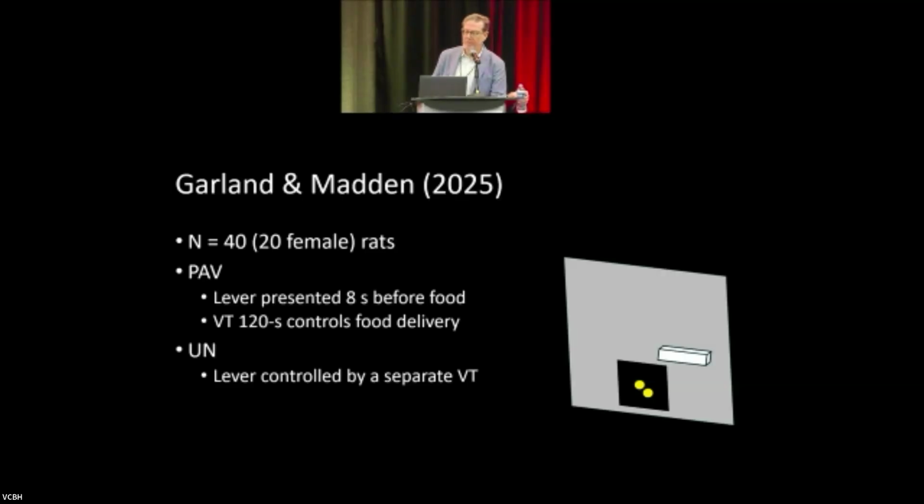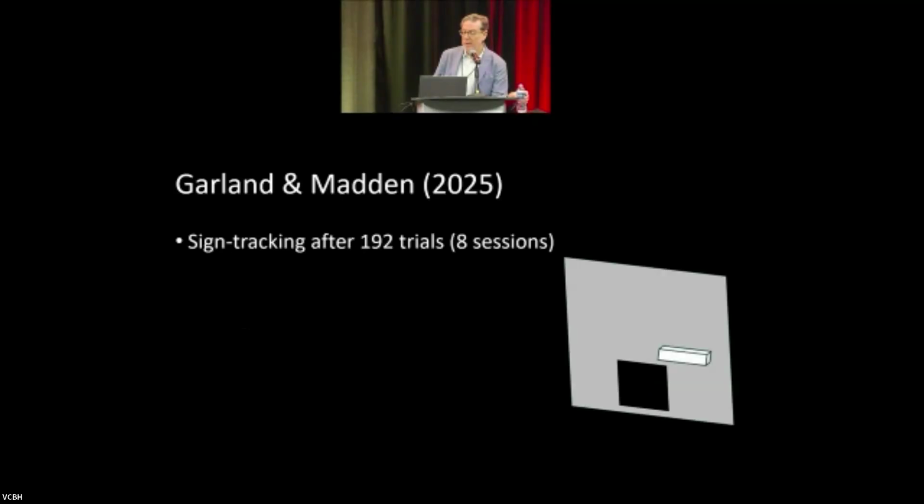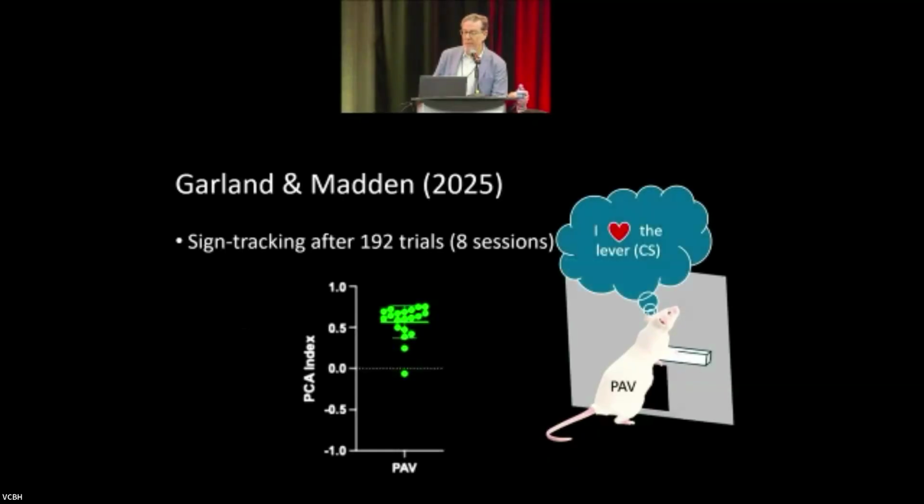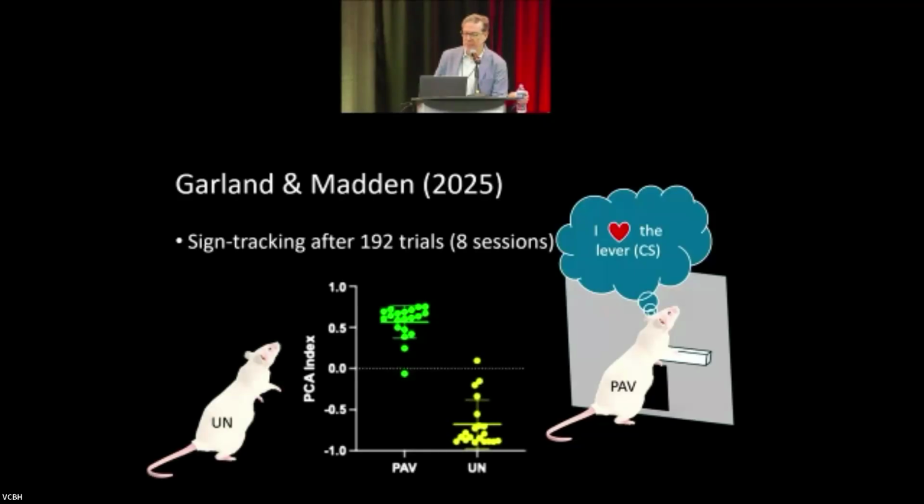So what develops when you do this over just a few sessions? We did 8 sessions of this in the Pavlovian training group, and a total of 192 trials. And so what happens is the rats are attracted to the lever. The PCA index, that's the Pavlovian conditioned approach index, tells us how much the rats are attracted to that lever. The unpaired group is not attracted to the lever.